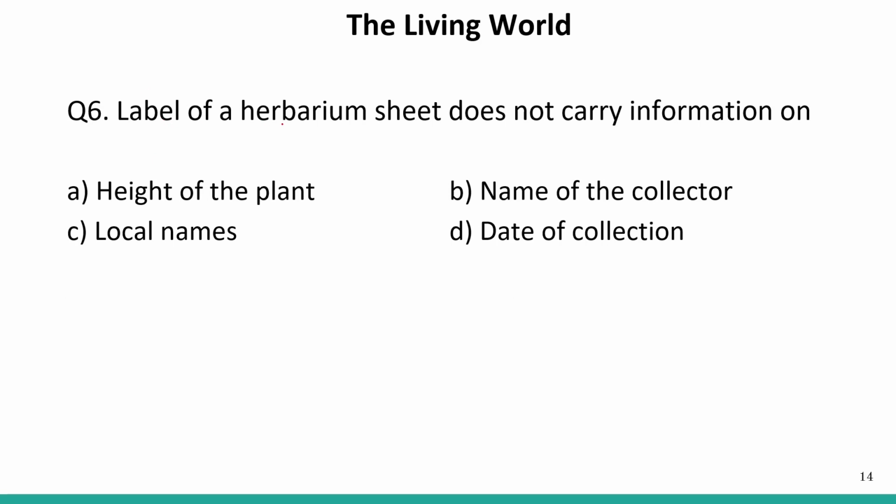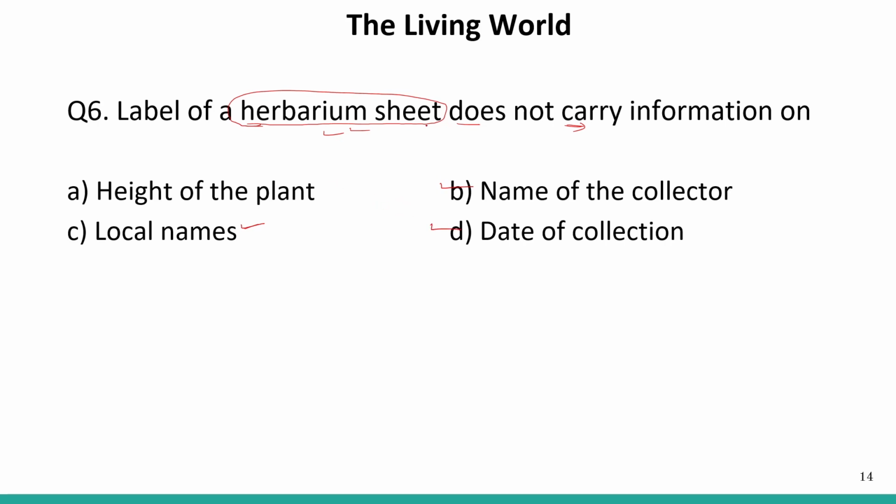Here they are saying, label of a herbarium sheet. If you have had a look at a herbarium sheet, there is a label there, and on that label we mention everything about that plant: the name of the collector, its local name, the date of collection, and all. They're saying the label of the herbarium sheet does not carry information of what? First option is height of the plant. Second option is name of the collector. Third is local name. Fourth is date of collection.